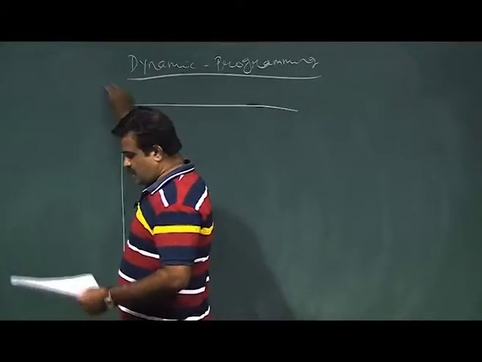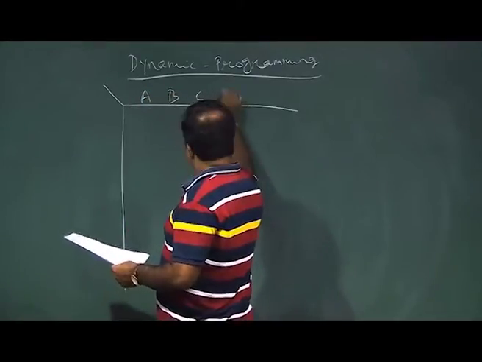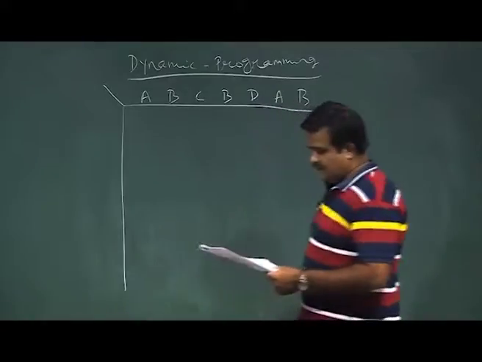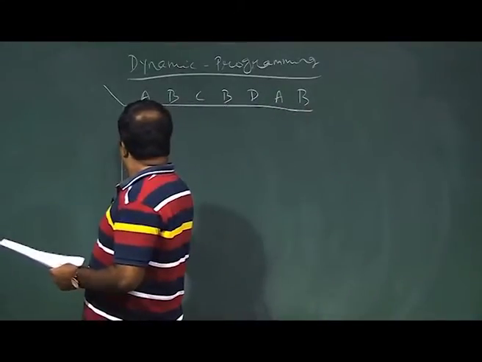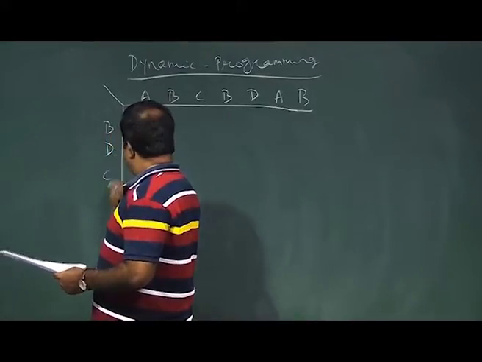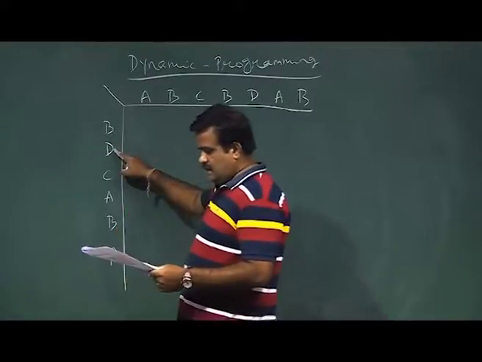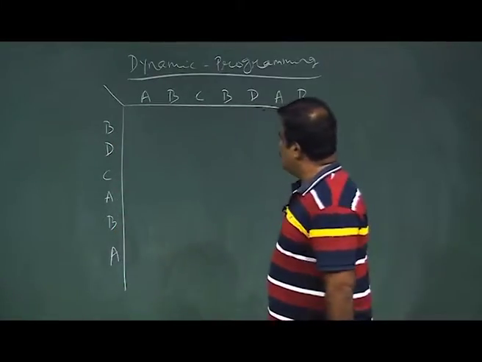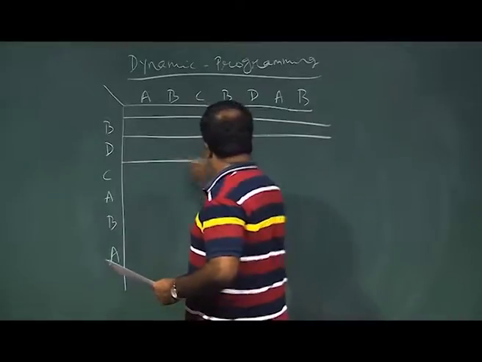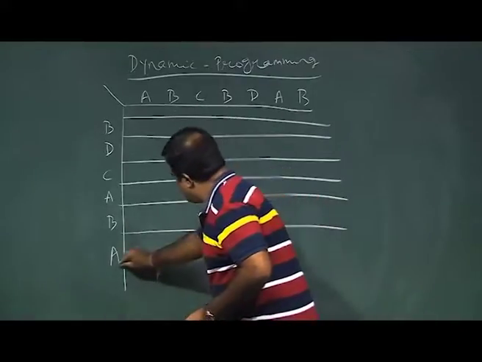So, we have the x value and y value. Let us take an x sequence A, B, C, D, A, B, and a y sequence B, D, C, A, B, A. Okay. So, we just take this table like this. So, this is a tabular method.